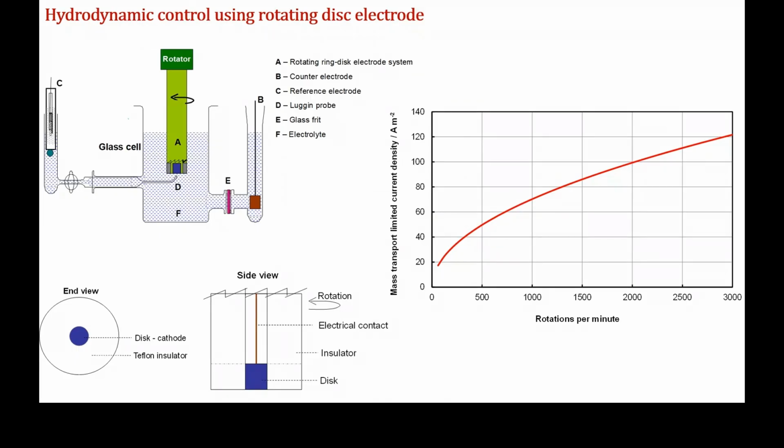And you can predict the effect of the rotation rate of such a disk on the mass transport coefficient for the species in your solution, so that you can predict your mass transport limited current density as a function of the rotation of the disk. You can buy these disks together with the rotators, so you set the rotation speed, and that essentially enables you to estimate the maximum mass transport rate for your reaction.